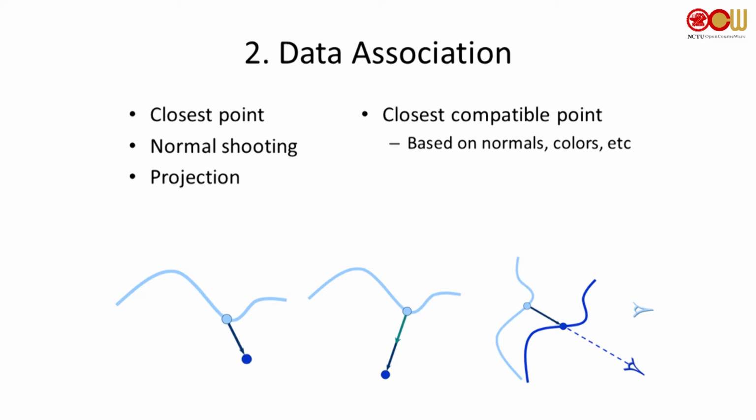And the second important thing we want to know is that there are also some methods called closest compatible points. It's a little bit similar to the feature-based method. For example, based on the normals or based on the colors, etc. So you will not just blindly or randomly find some point. Okay, so this is another way to select another pair over here. But the simplest and most straightforward one will be just the closest point, Euclidean distance.